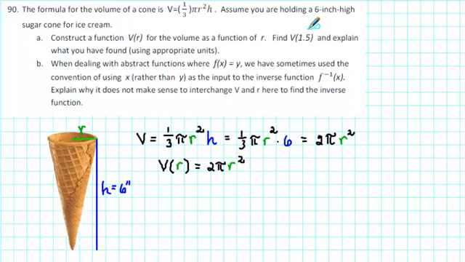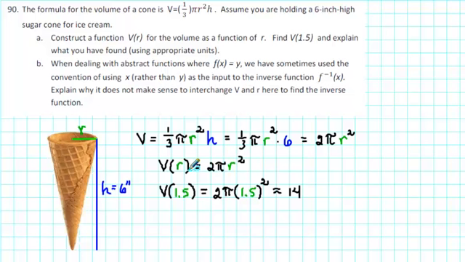Next, we're asked to find V of 1.5 and explain what you have found. To find V of 1.5, we substitute 1.5 for r in the formula. We get 2π times the square of 1.5. Using a calculator, we get approximately 14.